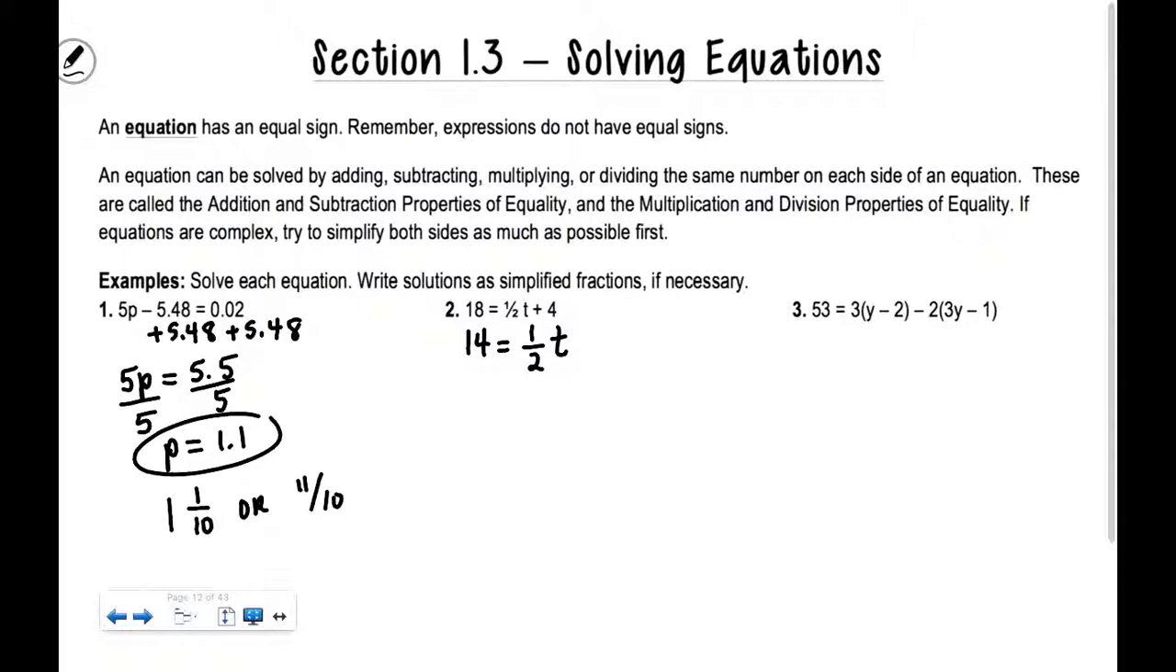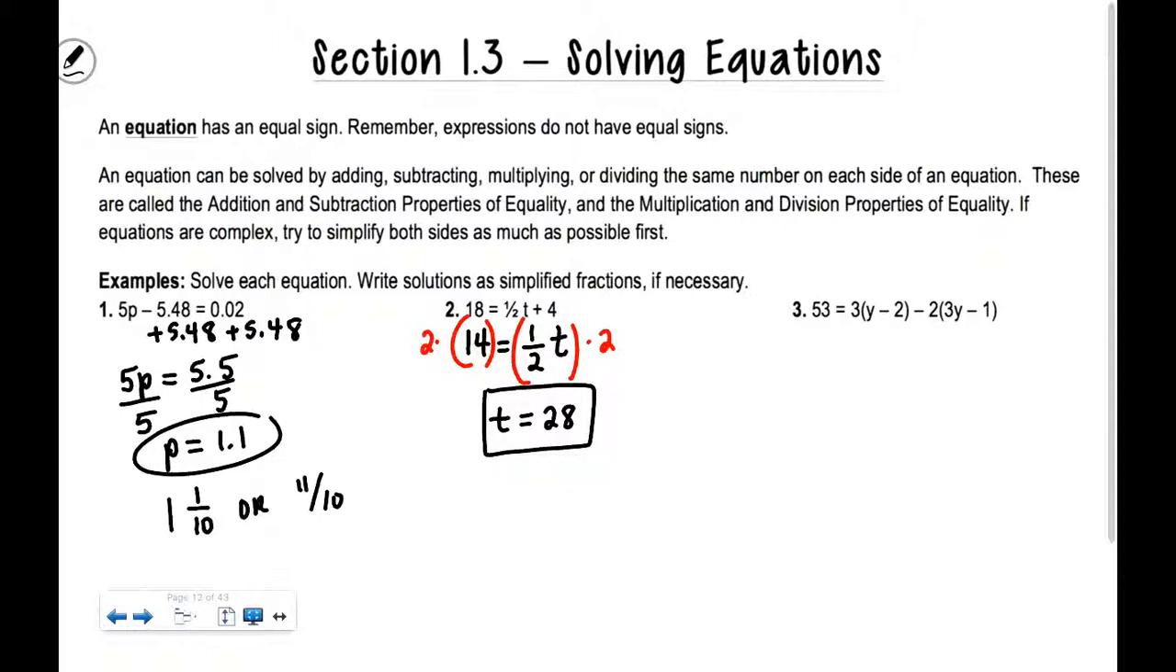All right, so what I'm saying is half of some number gives me 14. That number is not 7. Do you see? Half of 7 is not 14. So to get rid of the 1/2, we multiply by 2 on both sides. Dividing by 1/2 is the same as multiplying by 2. So we end up getting t equals 28.